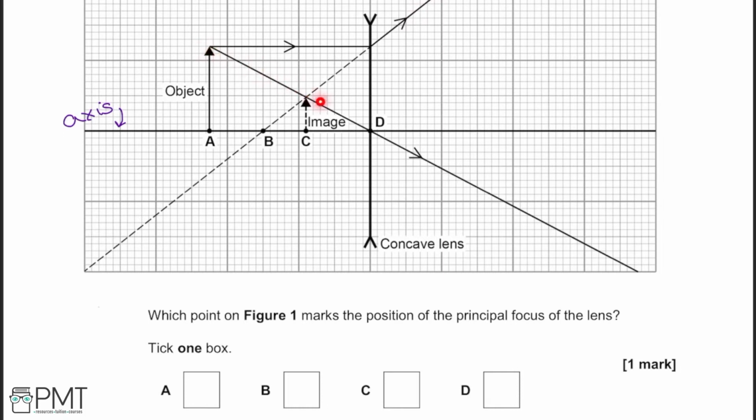This light ray, however, hits the lens exactly at the point where it meets the axis. So the lens meets the axis at the point D. So this ray isn't refracted and it just carries on through the lens in a straight line.